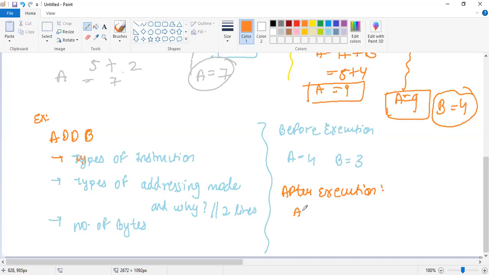see what we are using: add b. So add b is what? A equal to a plus b. So after execution a will become 7. Okay, so after execution your a has become 7, and there is no change in the b, right? So your b is 3. So in this way you have to write in the exam.